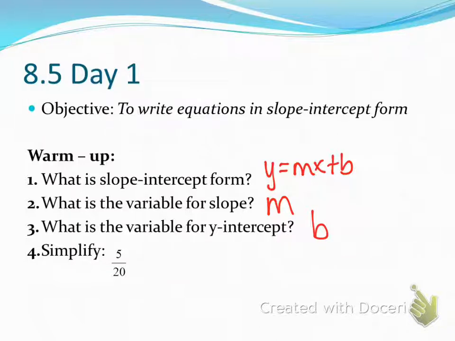And finally, we have to simplify the fraction 5/20. Jaquan? 1/4. Very good. We divide both top and bottom by 5. It simplifies to 1/4.